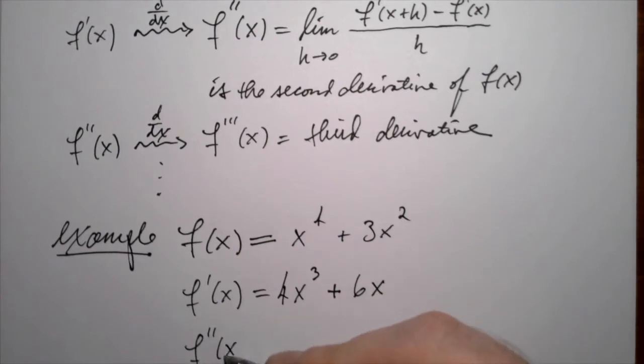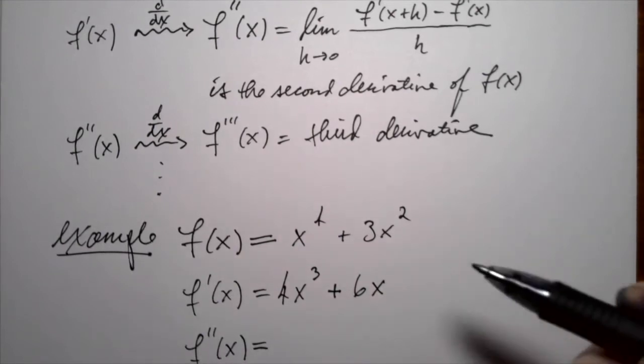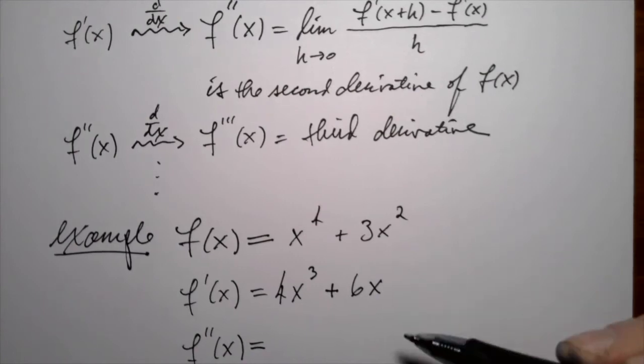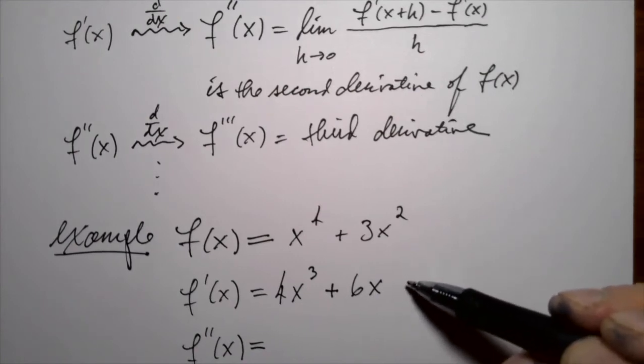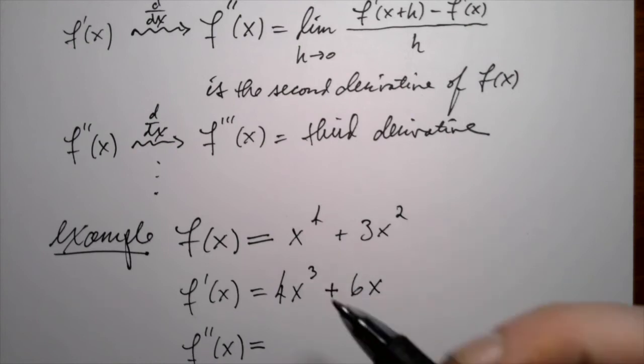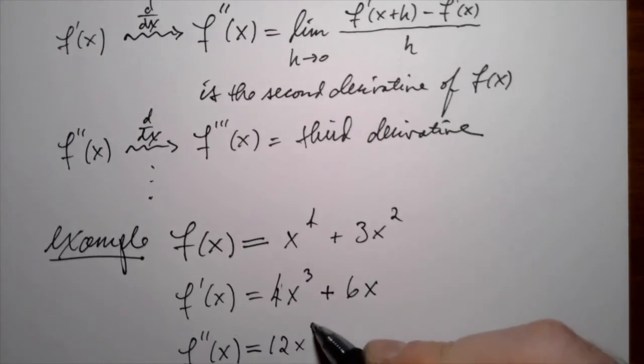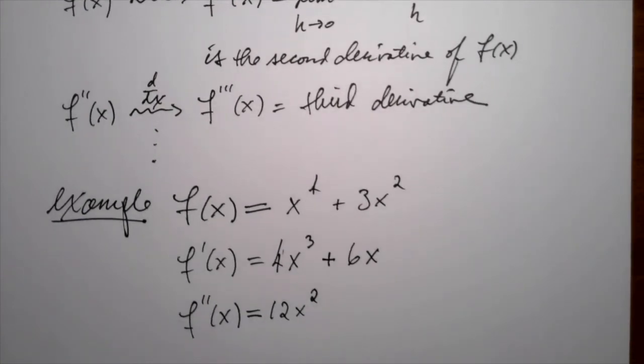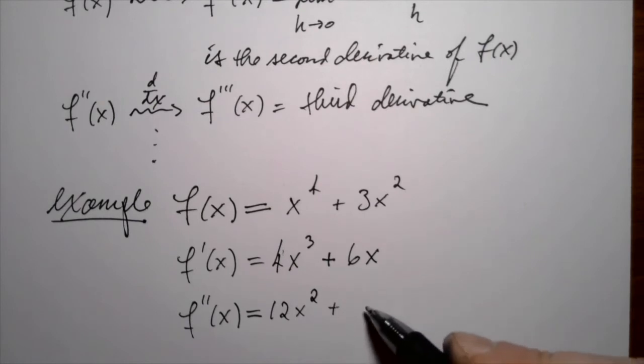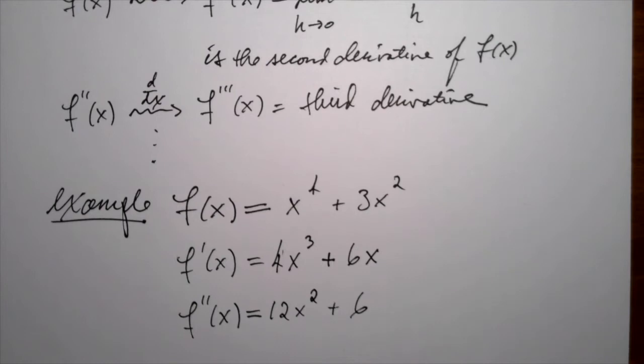And now, what would the second derivative be? Remember, that just means take the derivative of the first derivative. So we just take this new function we got and take the derivative again. The 3 will come down, multiply by the 4 to give 12, and then we subtract 1 from the exponent, so we get 12x squared. And then we take the derivative of 6x. That's just the constant 6 out front.